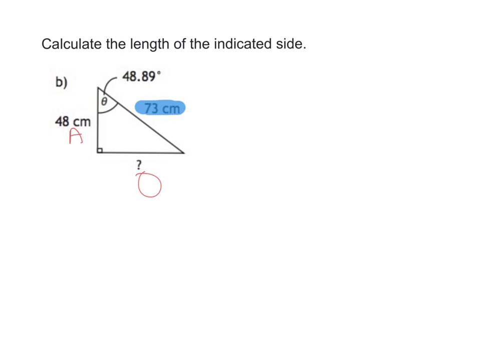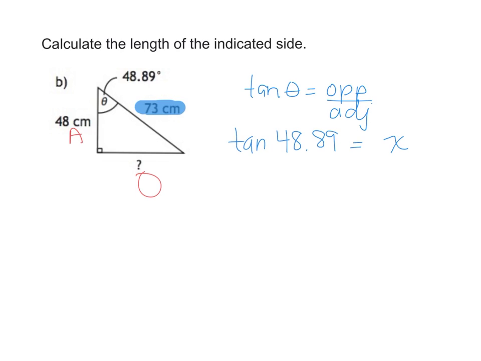We don't want to do anything with the hypotenuse. So we need to look at the ratios and say which one has adjacent and opposite. And the answer is tangent. So we're going to do tan theta equals opposite over adjacent. So I'll do tangent of the angle, which is 48.89, equals opposite, I don't know, I'm going to call it an x, over adjacent, which is 48.